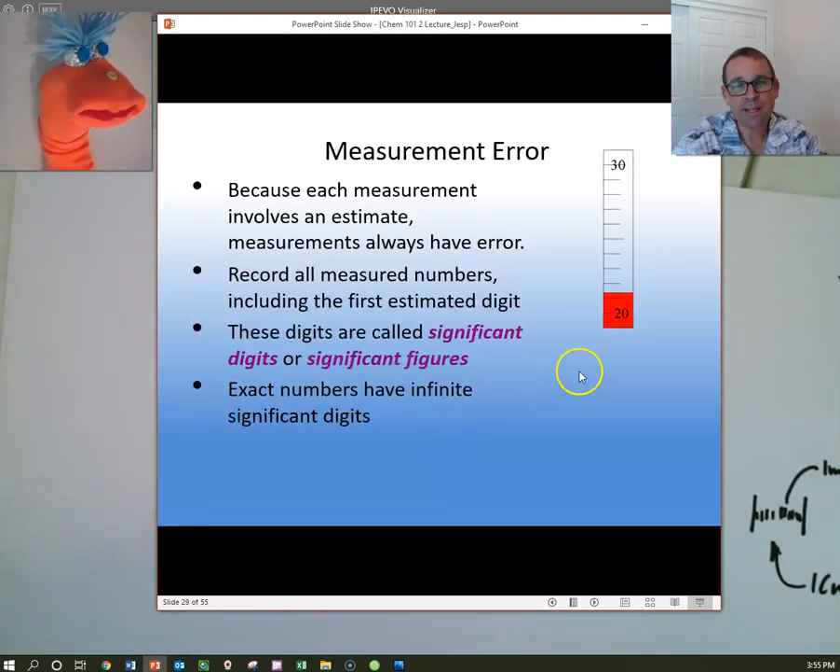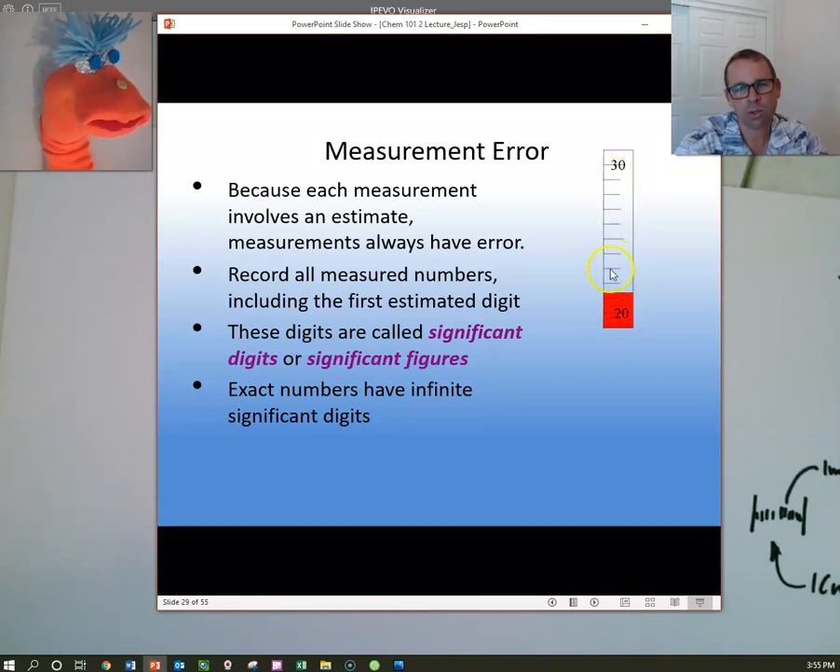Now, let's see how we can attribute the error associated with a measurement in something like this scale. Maybe it's measuring mass, maybe it's measuring volume. Let's say I go to the store and I want to sell my ring to somebody, and they're going to give me money for my ring. And they tell me that my ring weighs 21 grams.